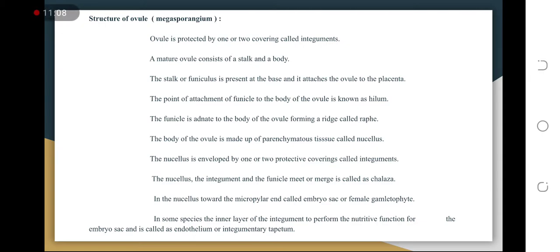In some species, the inner layer of the integument performs the nutritive function for the embryo sac and is called endothelium. Already we saw endothelium in the male reproductive part. Here it is an endothelium or integumentary tapetum.